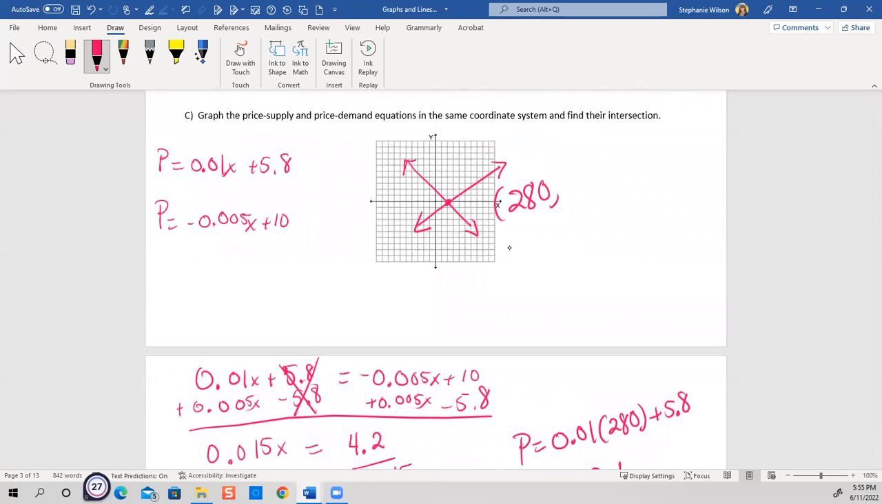So I know my intersection is this. This is what they have in common. This is where they intersect on the graph. So in the supply-demand problem here, the intersection point of the price supply and the price demand lines is called the equilibrium point, and it corresponds to the equilibrium quantity. So this is the equilibrium quantity of 280 and equilibrium price of $8.60.